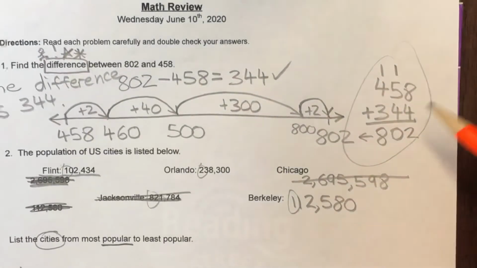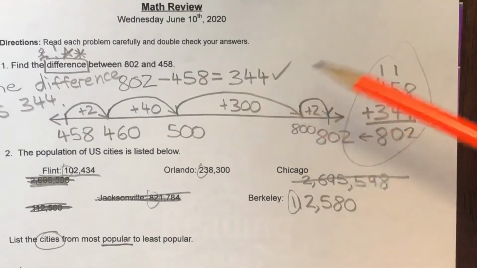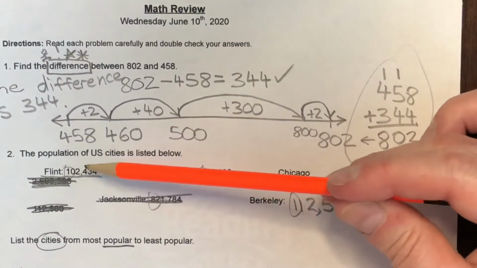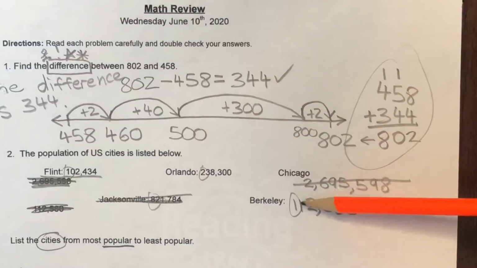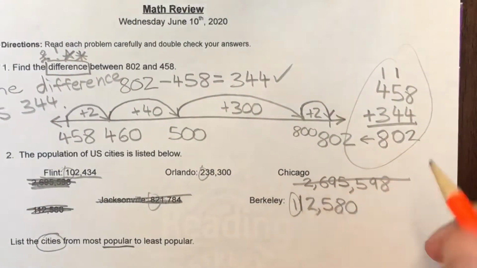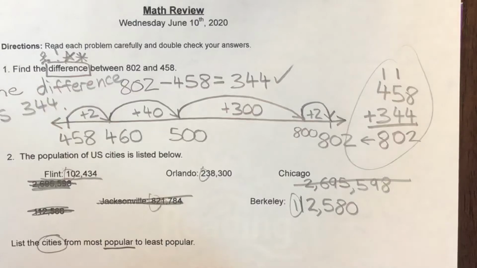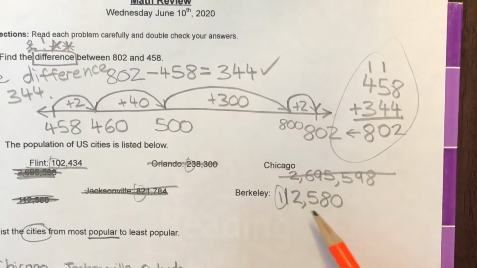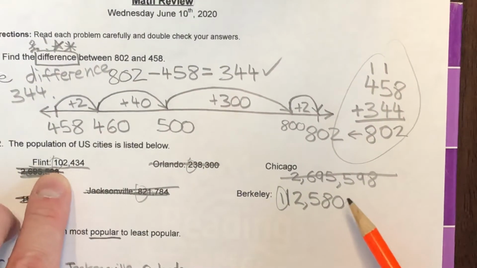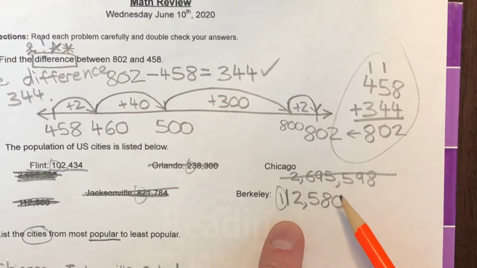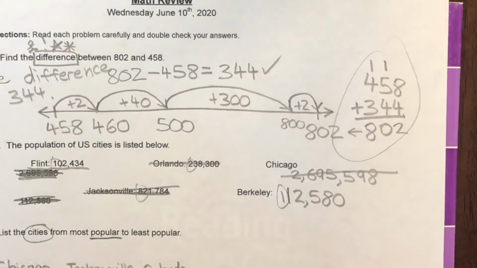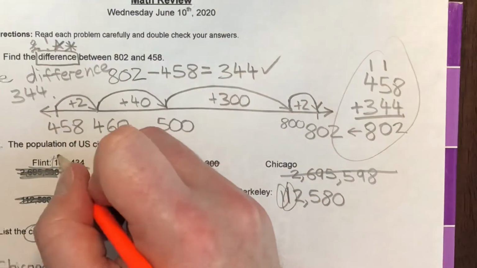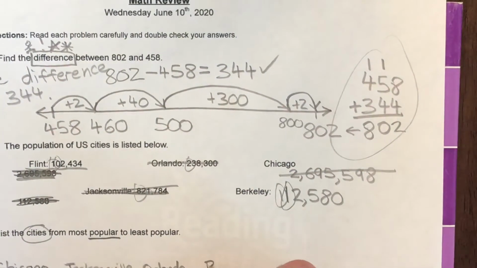Okay, what's next? We've got 3 more that we need to do. Let's compare them once again. We've got 102,000, or 238, or 112,000. So you know what? Orlando, you're next. Orlando, Florida. Gonna cross you out so I don't get confused. 2 more. Which one comes next? Is it Flint with 102,434, or is it Berkeley with 112,580? You guessed it, because there's a 1 here in the 10,000s place and a 0 there. Berkeley comes in next. Congratulations, Berkeley.